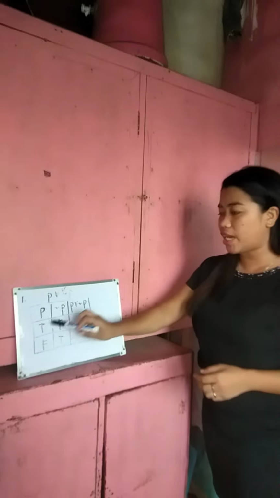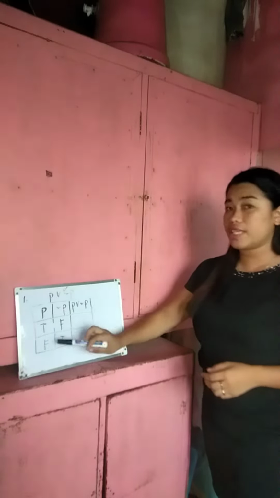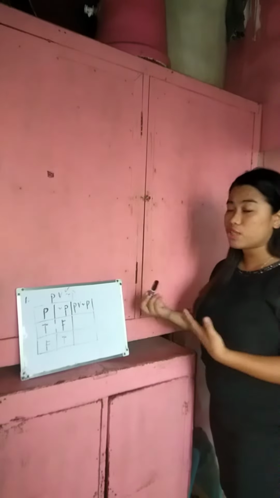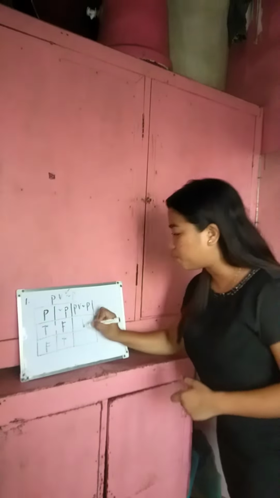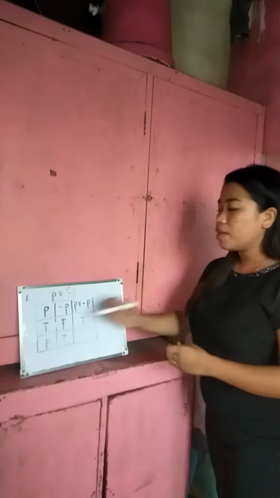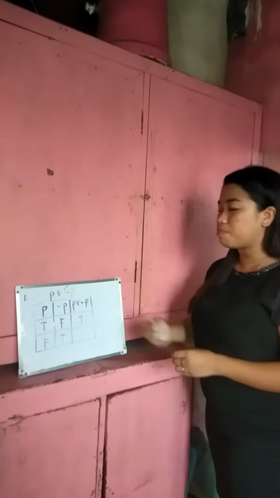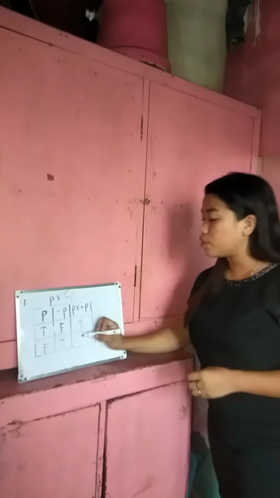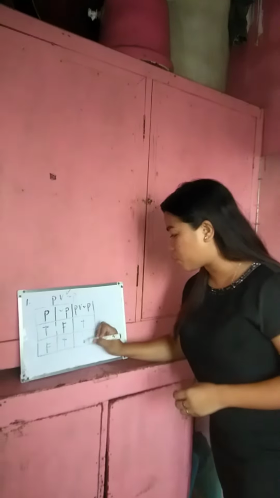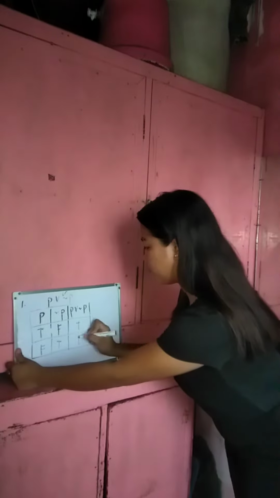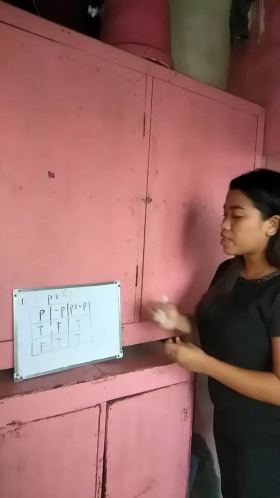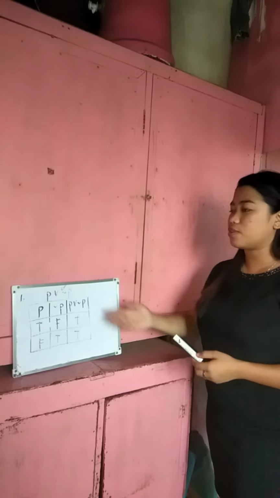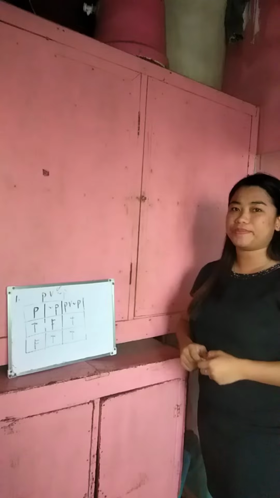So P is T and negation of P is false. So at least one statement is true, so the entire statement will be true. And in this one, P is false and negation P is true. So there is one true, so the entire statement will be true. So since the statement is all true, this is a tautology. So this statement is a tautology.